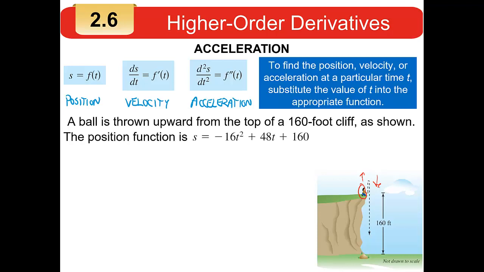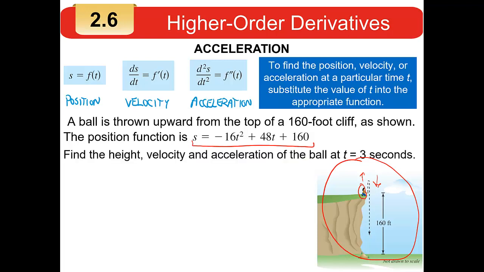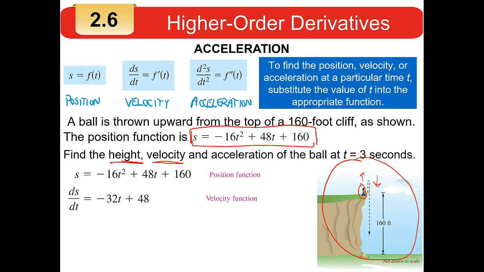It turns out the position function for this situation is given by this polynomial, negative 16t squared plus 48t plus 160. And we want to find the height, velocity, and acceleration of the ball at t equals 3 seconds. Remember, the position function tells height. So to find the height of the ball, we use the original position function. But I also want to know the velocity, and I know that the answer for the velocity part of the question is going to come from the derivative of the position function.